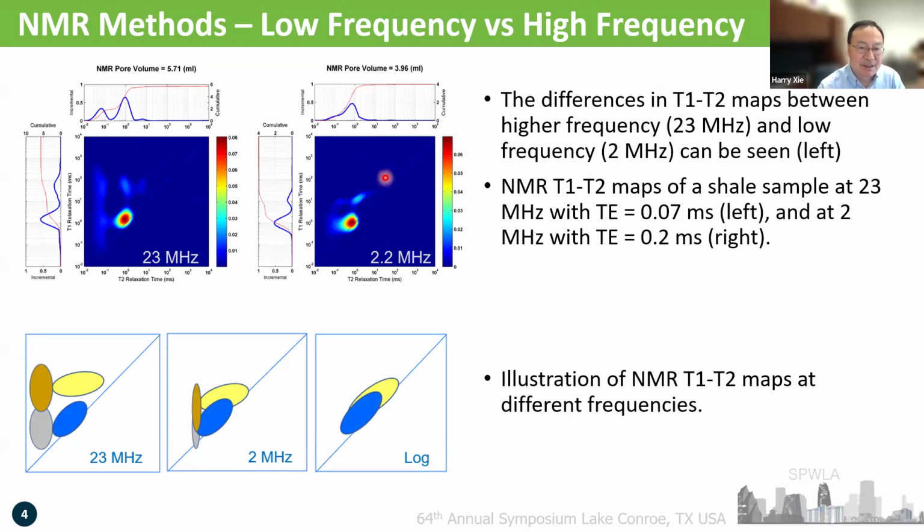But imagine the oil region getting larger, they're probably going to merge. So that's why I draw the cartoon here. For the 23 megahertz, you have water, oil, solid organics, and bound clays, etc. But at the 2 megahertz, they all squeeze together. And for the log, sometimes the frequency is even lower, and the resolution is poor. So you get all the signal just along this region. You cannot separate them.